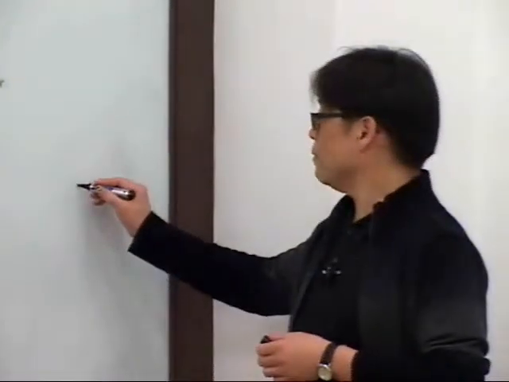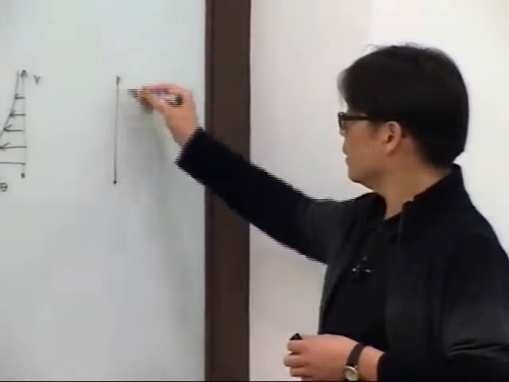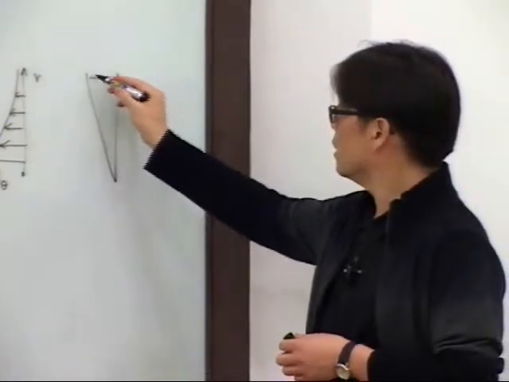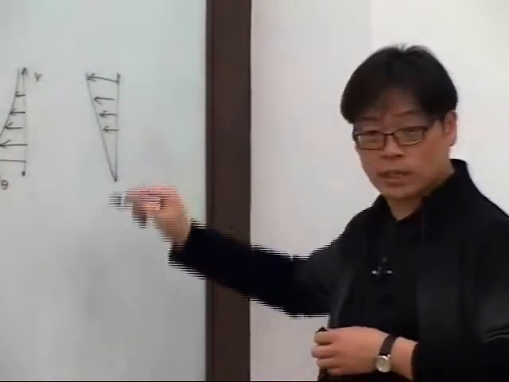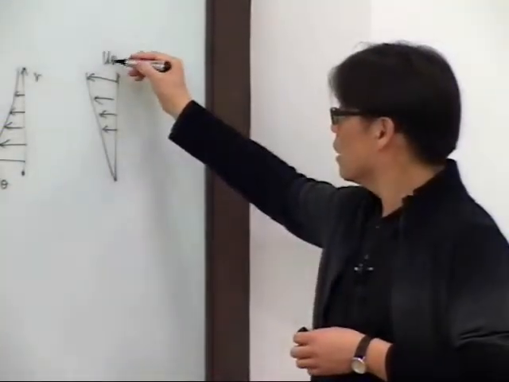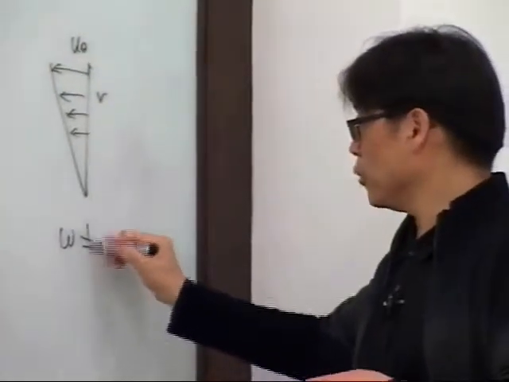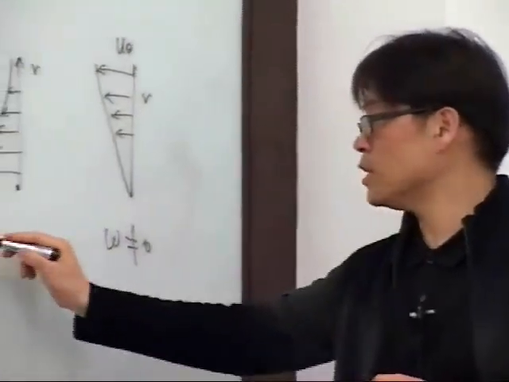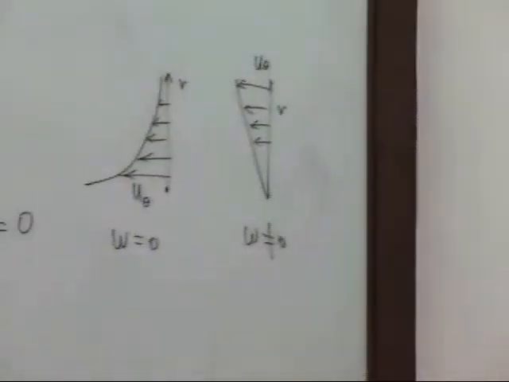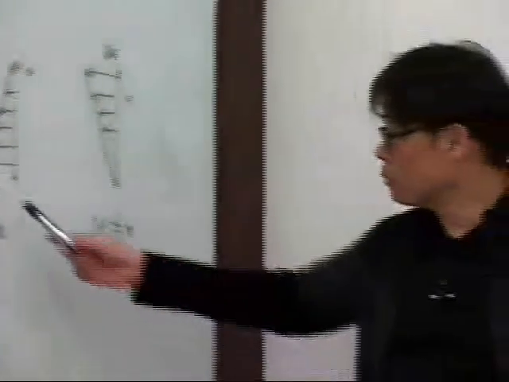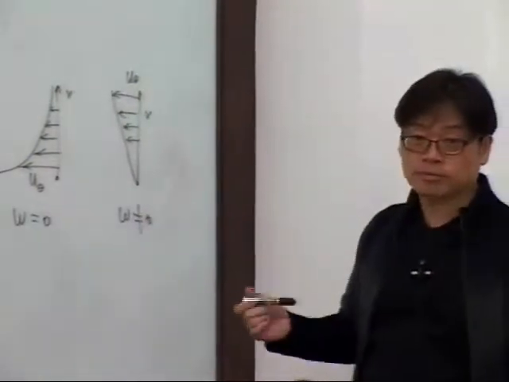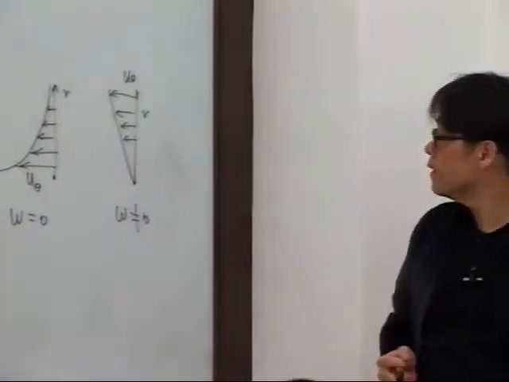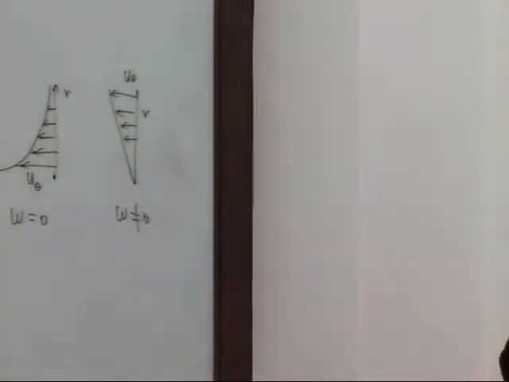On the other hand, if there is a velocity field like this, in this case the fluid particle is also rotating, but the vorticity for this flow is not equal to 0, while the vorticity for this one is equal to 0. So that's the difference between these two kinds of rotational circular motion. Okay.